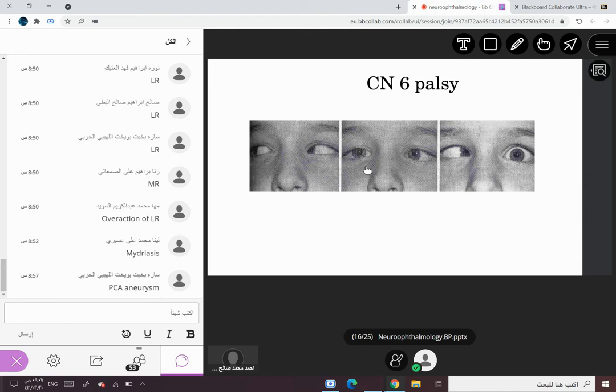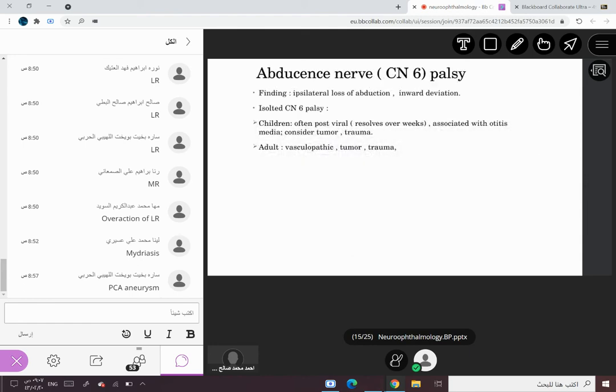In horizontal gaze palsy, it is not enough to bring only one picture. So we have to bring the right gaze and left gaze. This is the primary position. We ask the patient to look right, we ask the patient to look left, and there is a limitation of abduction of the left side. So this is left sixth cranial nerve palsy.